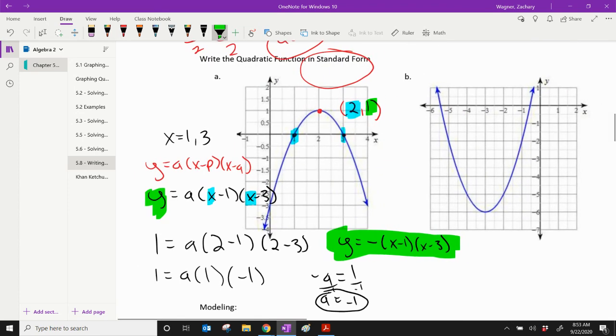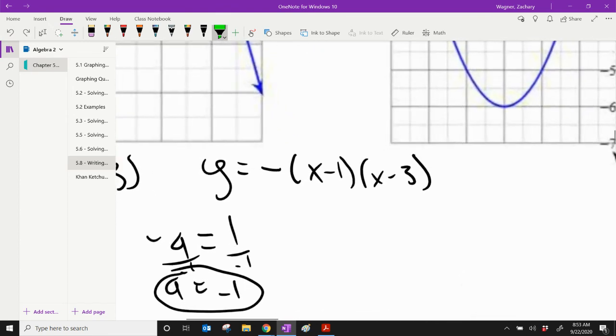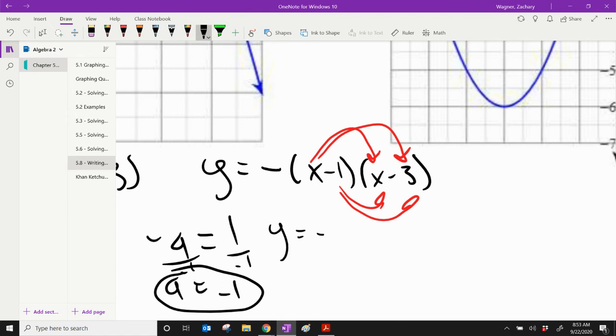We're going to put it in standard form, so definitely not done yet. Standard form, we need to distribute. We would be done if we wanted intercept form, but we are going to distribute. So kind of do the very first thing we did in this class. X times x is x squared. X times -3 is -3x. -1 times x is -x. -1 times -3 is +3.